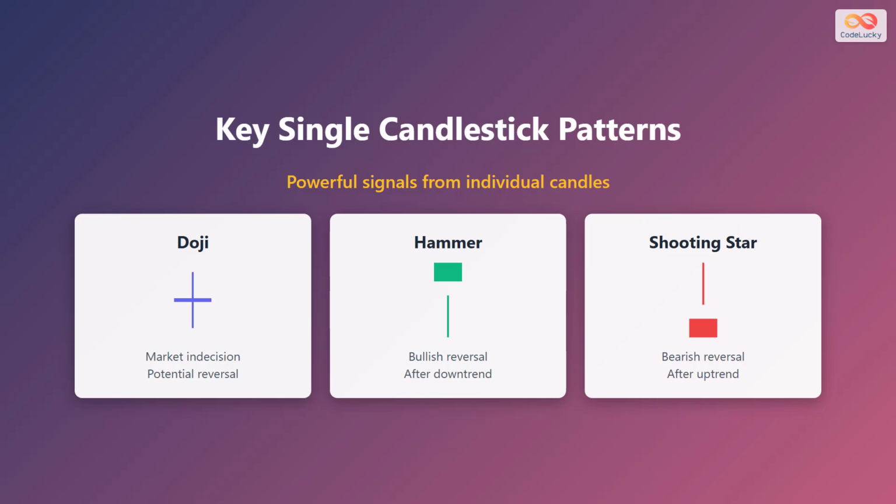Certain individual candlesticks form powerful patterns on their own. The Doji is a candle with almost no body, indicating market indecision and a potential reversal. The hammer appears after a downtrend with a small body at the top and a long lower wick, signaling a bullish reversal. The shooting star is the opposite, appearing after an uptrend with a small body at the bottom and a long upper wick, indicating a bearish reversal. These single candlestick patterns can provide early signals of trend changes.